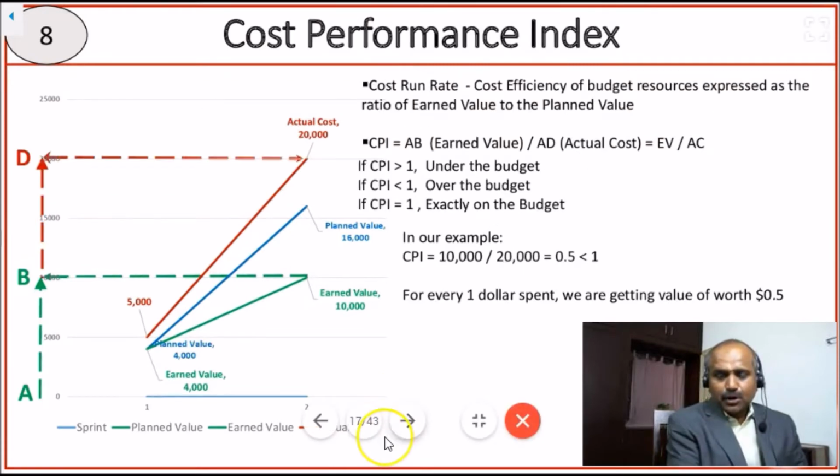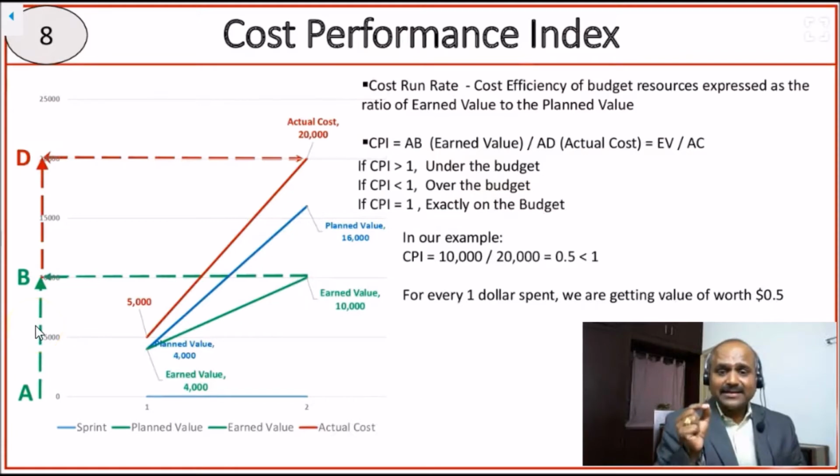Okay, let's talk about the cost performance index. If you see here, AB is the amount of work I completed. That means I completed earned value worth of work against the cost I spent, AD. That means AB is the earned value, AD is my actual cost. So I completed earned value worth of work, that is AB, which is $10,000, out of what I spent, that is AD, which is my actual cost. So AB, my earned value, by AD, my actual cost. So I completed $10,000 worth of work out of what I spent, 20,000.